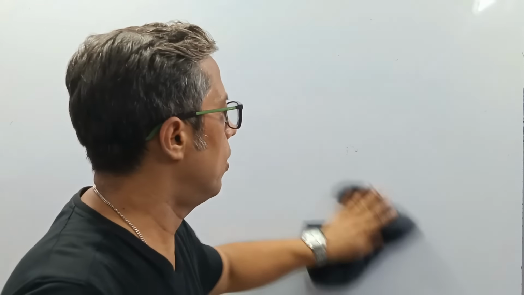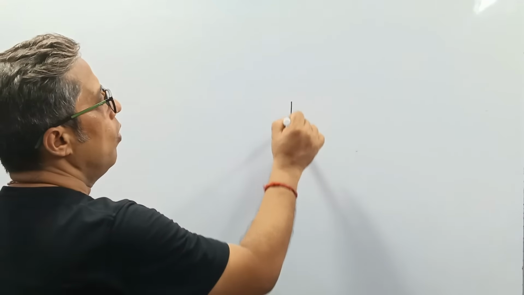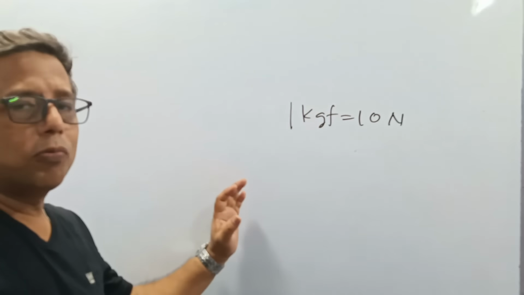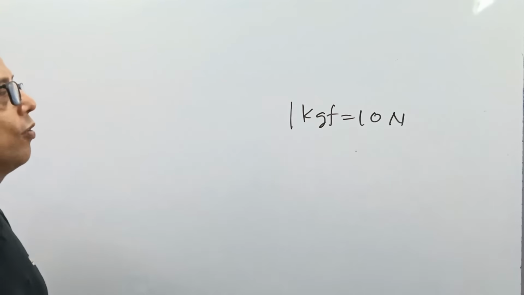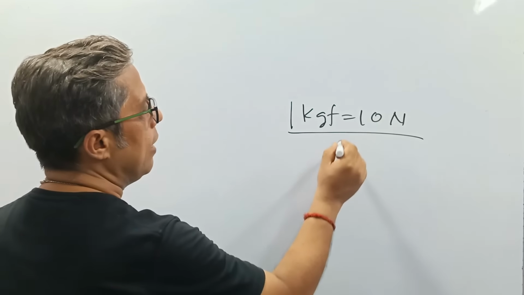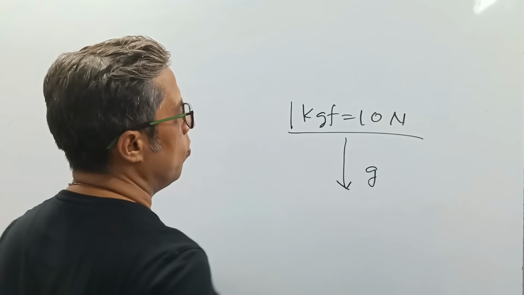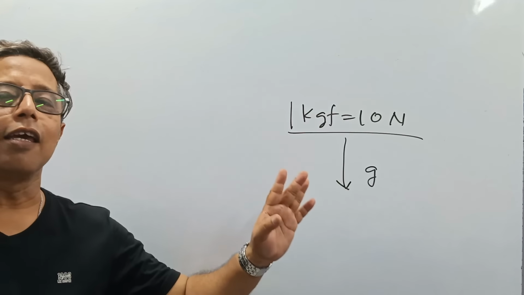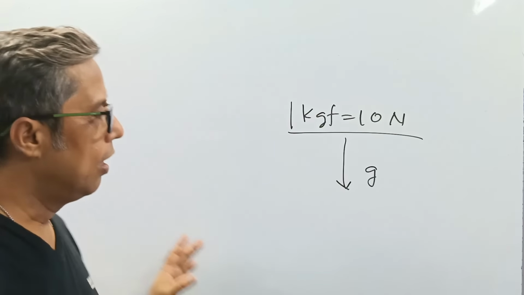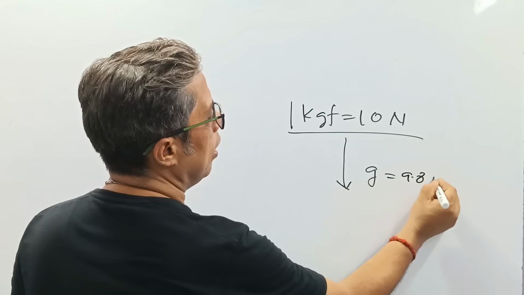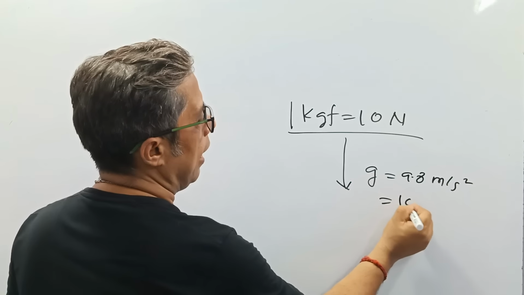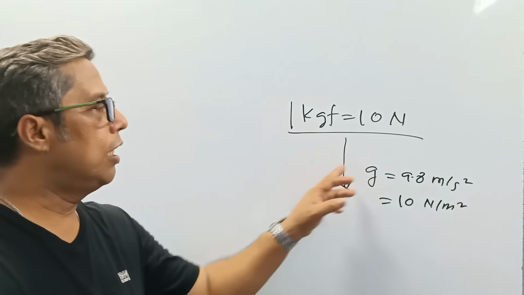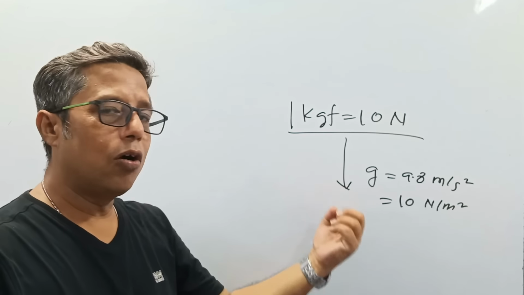One more part I want to highlight before closing the session: 1 kgf is equal to 10 Newton. Lots of students have confusion. What does it mean? It means that there is an acceleration acting downward called g. The object is under acceleration of this g. This g is acceleration due to gravity. Now you can take this g as 9.8 meter per second square or 10, if the exam mentions this or this, right? So g is the only acceleration acting downward on an object.